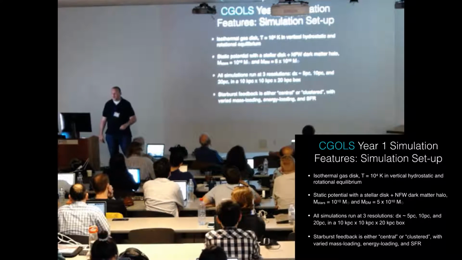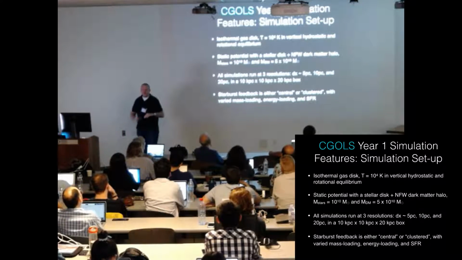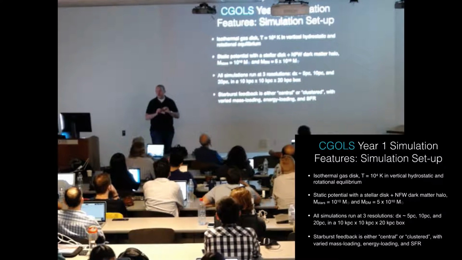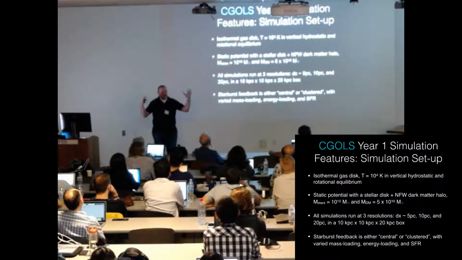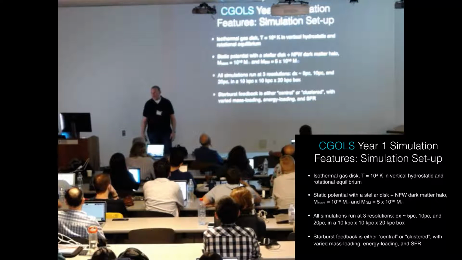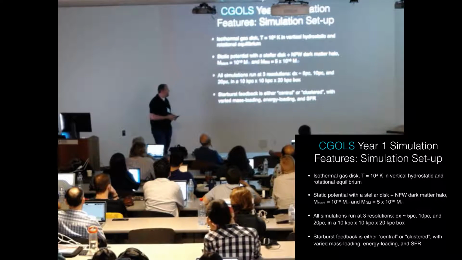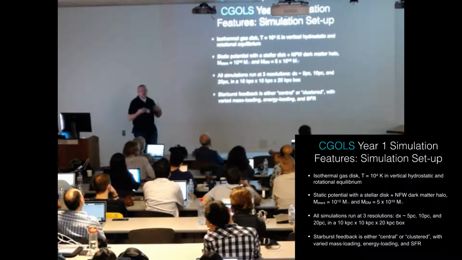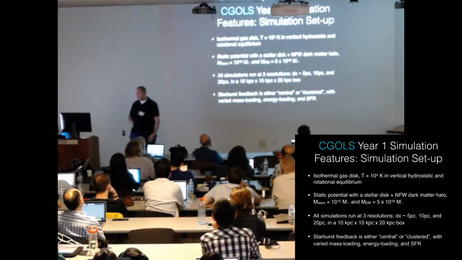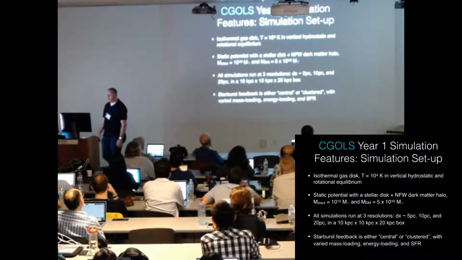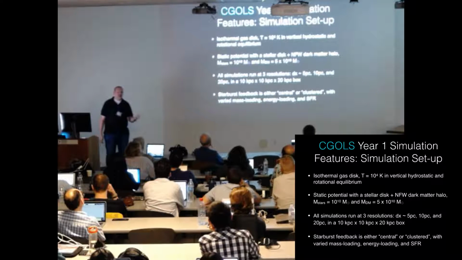Okay, so I'm going to run you through a few of the features. So we're just simulating an isothermal disk. It's in hydrostatic equilibrium with a static potential. And we're simulating a galaxy like M82. We can vary the resolution. The highest resolution has about 5 parsecs everywhere in the simulation. And then we can change the feedback prescription.